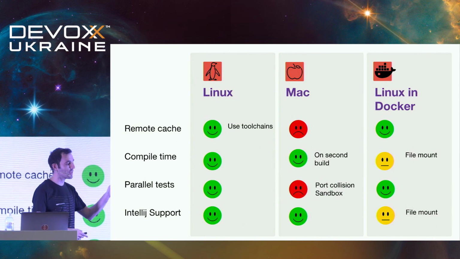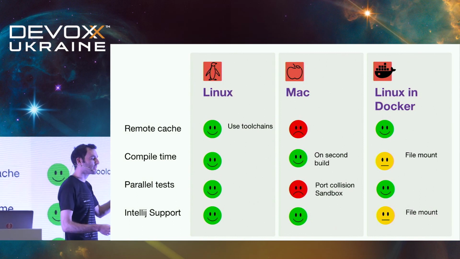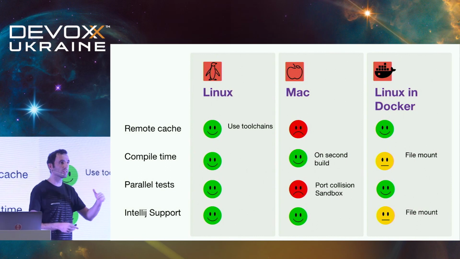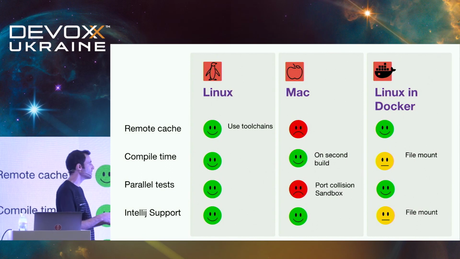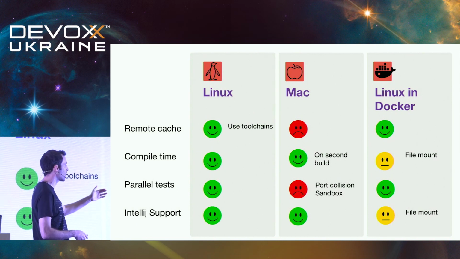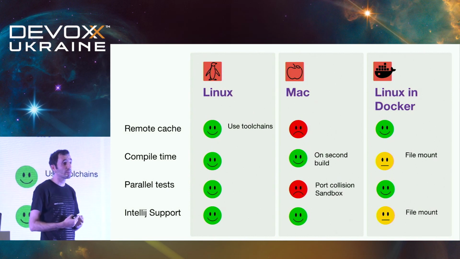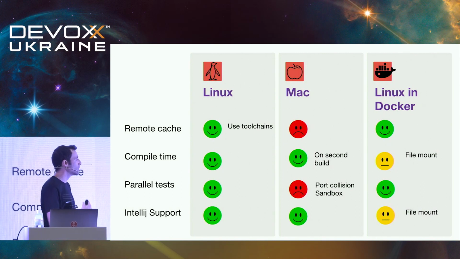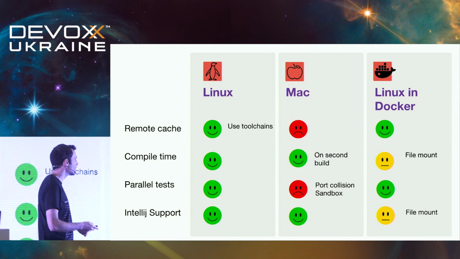So we introduced running Bazel inside Linux in Docker. Now it uses the same image as remote execution, and you can see that there is, of course, improvement in performance, where you can take the remote cache and use it and not rebuild on your local machine.